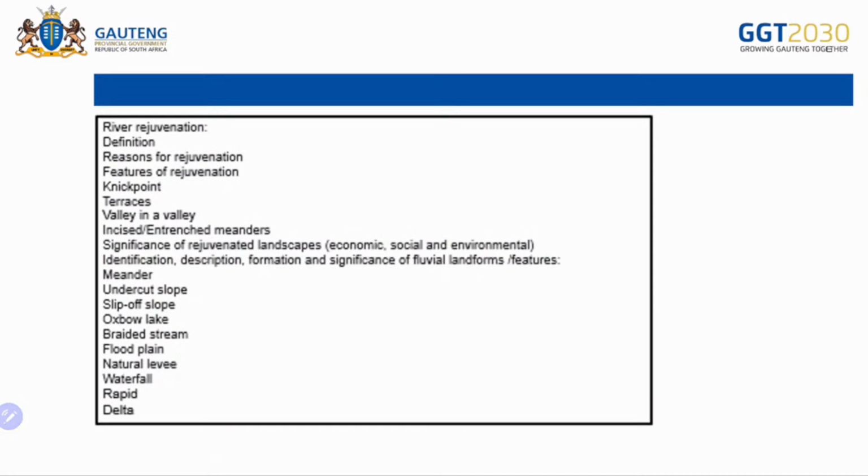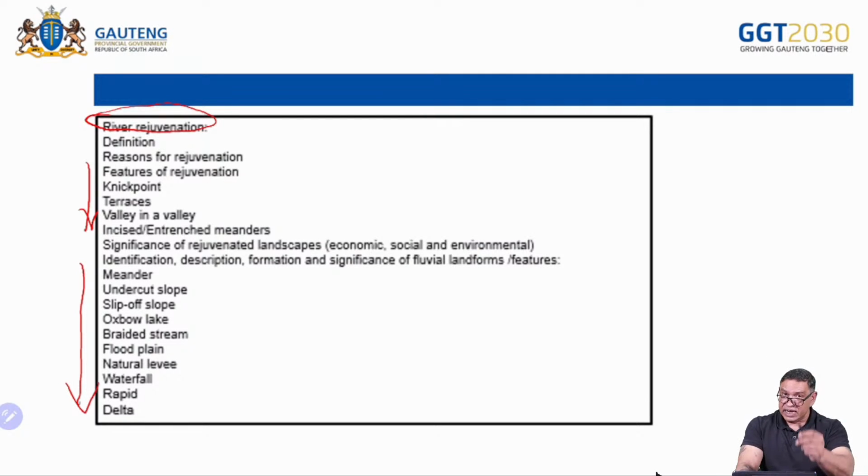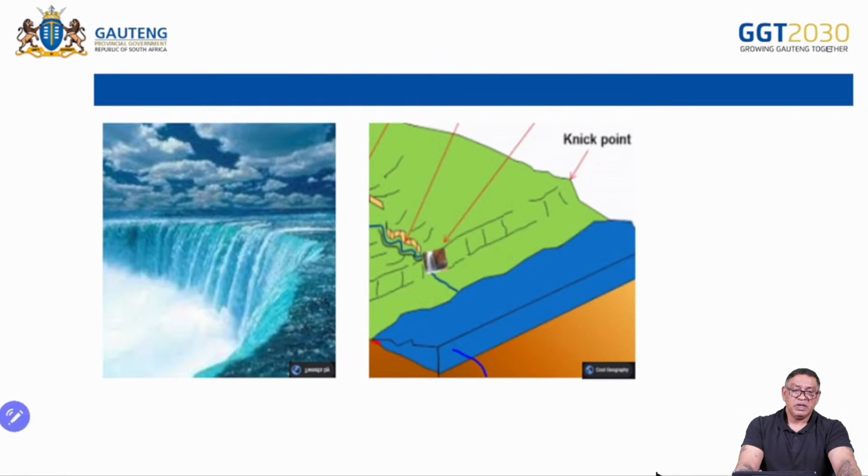River rejuvenation. And we're going to look at evidence, or features, that are associated with river rejuvenation: nick point, terraces, valley in a valley, incised and trench meanders, and also we're going to look at fluvial landforms, the various ones under this topic. And you see, once again, I brought my guideline in because I need to see whether I'm covering everything, and I need to relate factors also.